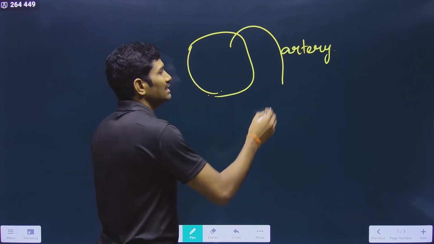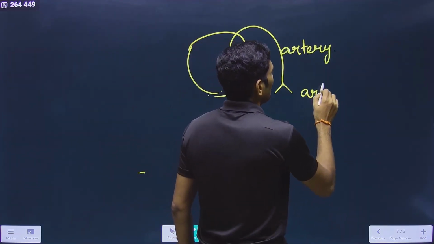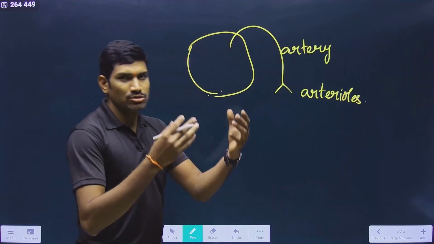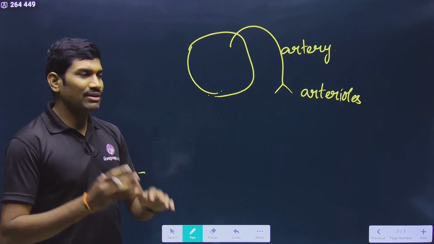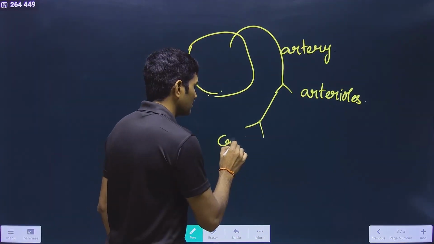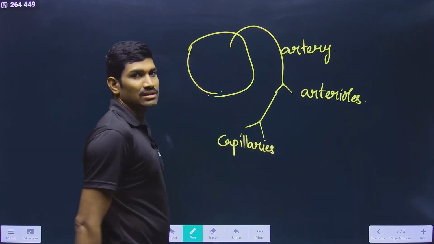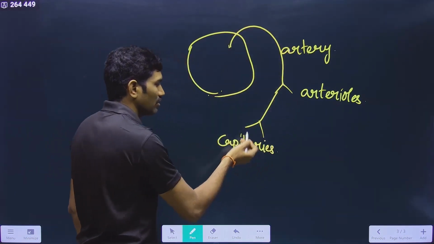Now these arteries will again divide. How will they divide? Arteries will divide into arterioles. So in this way, so many arteries are there. Again they will divide into arterioles, and again they will further divide, and finally they will divide into capillaries. Understand this? Capillaries. So in this way, it is coming up to the capillaries.